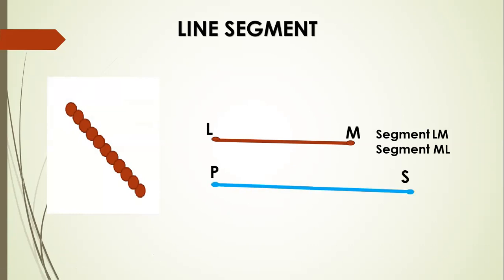Let's take another example. So this is line segment PS. So P and S are the end points of this line segment. How will you write this segment? Segment PS, or it can be written as segment SP. Now, if I want to write the short form, I can write the 2 end points and then put a dash on the top. So it will be called line segment LM. The dash represents the segment.